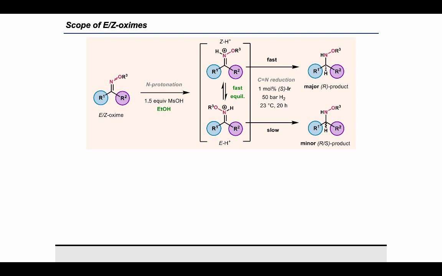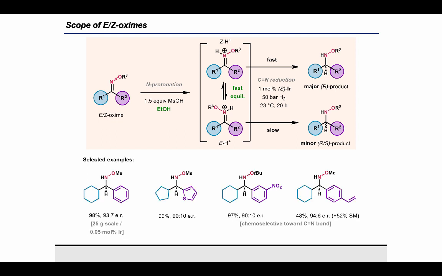In this case, using more nucleophilic ethanol as solvent was optimal, favoring a faster isomeric equilibration and driving the reactions towards the R enantiomer of the products. Under these conditions, a 25-gram batch of cyclohexyl phenyl methoxyamine was obtained quantitatively in high enantioselectivity using as low as 0.05 mol% of the catalyst loading, demonstrating the scalability of the method.